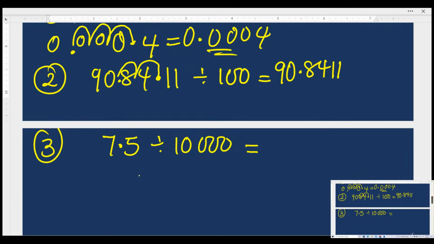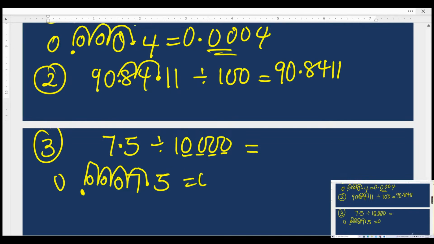Okay, so let's do it together first. 7.5 divided by 10,000. When dividing by powers of 10, move the decimal point to the left. 10,000 has four zeros, so let's move the decimal point four places to the left: 1, 2, 3, and 4. The decimal point has a new place right here. Then for the empty spaces, fill them up with zeros. So that'll be equal to 0.00075.